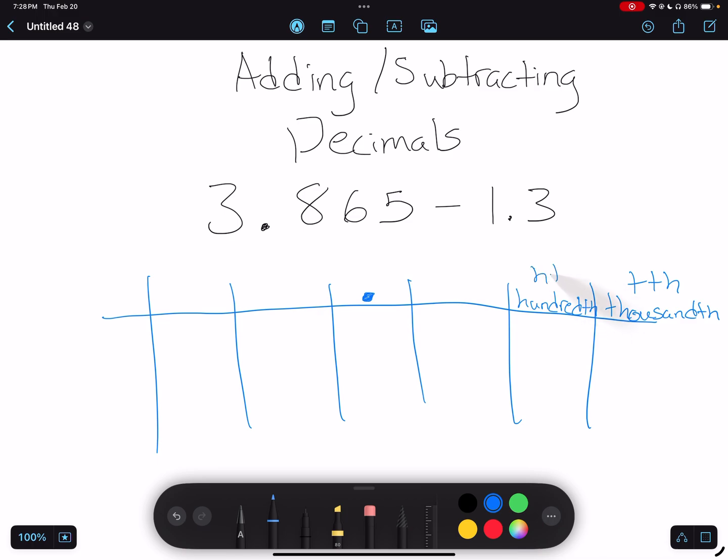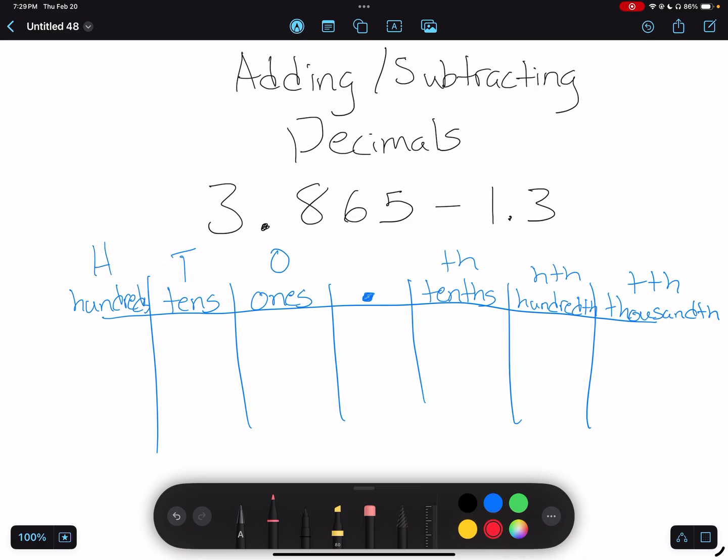And then I put HTH, and then tenths, which is TH, and then we go ones, which is ones, tens, T, and then hundreds. And you can always add on to it if your number goes to that value. But in this case, we do not.